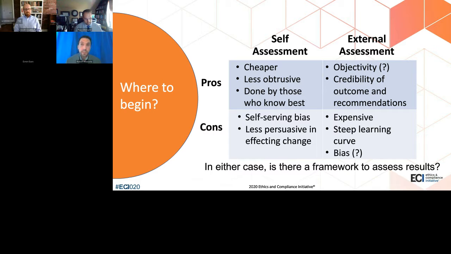On the other hand, if it's done in-house, you have a concern about a self-serving bias, and it might be less persuasive in affecting change. When it comes to an external assessment, you might have more objectivity, although maybe not necessarily, depending on who the external provider is.